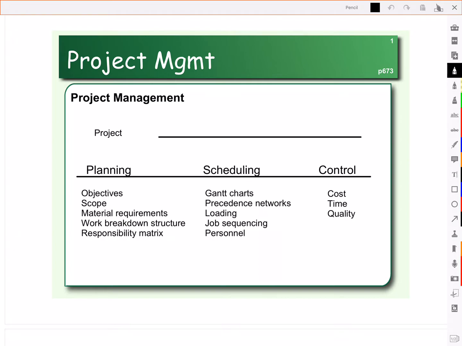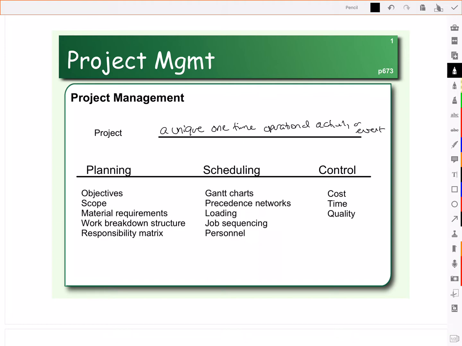This week we're going to look at project management. So a project is a unique, one-time operational activity or event. When we are managing a project, we have the planning phase, we have scheduling, and then we have control.